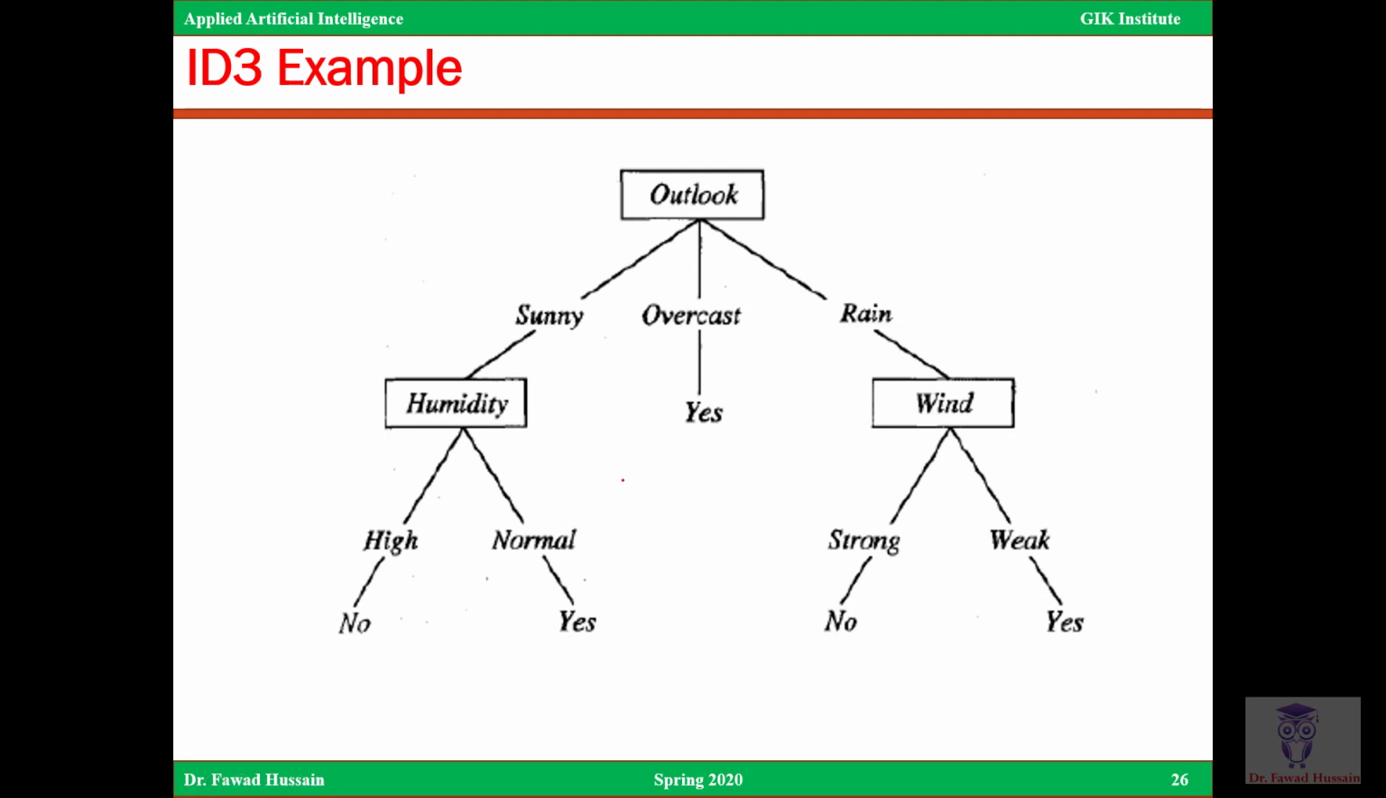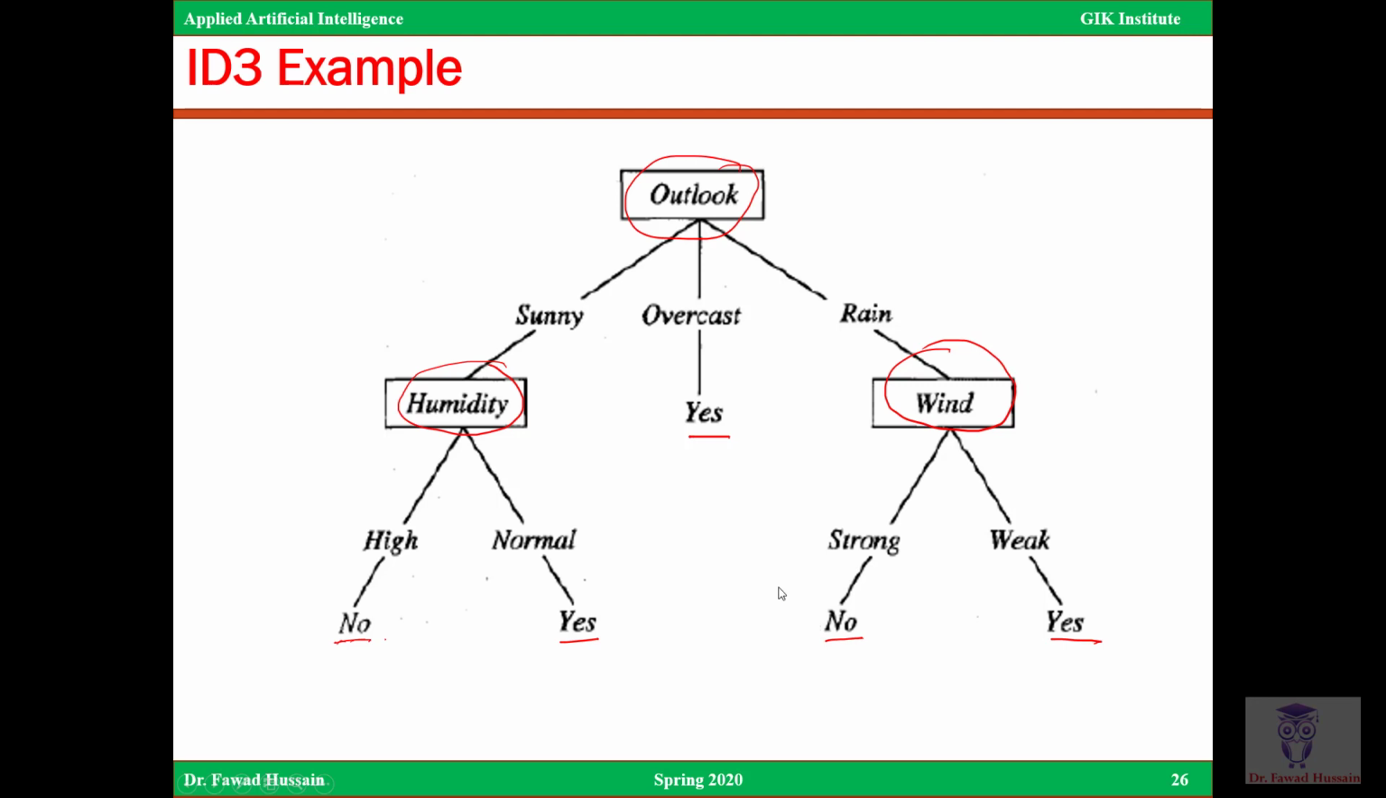So in the tree, at the leaf node, it is either a yes or a no. So here is a no, here is a yes, here is a yes, here is a no, and here is a no. And in the root node and the intermediate nodes, it is an attribute. This is an attribute, this is an attribute, and this is also an attribute, whereas in the leaf node, it is one of the 2 categories.